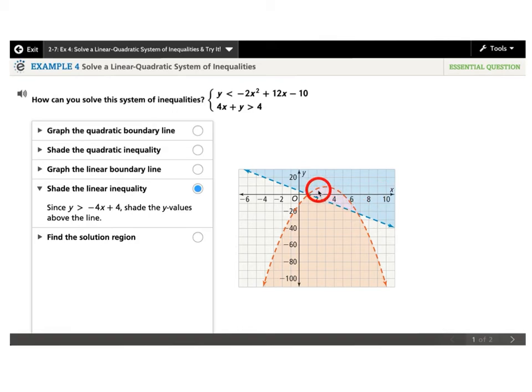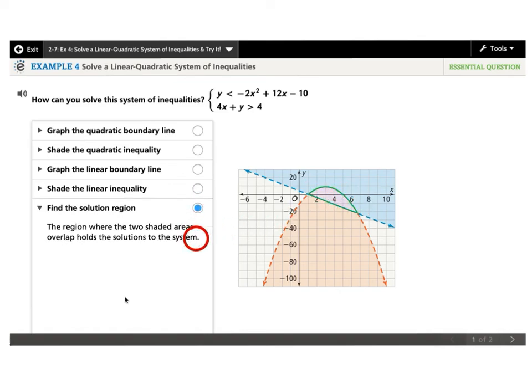And now there's this little pink part, this little slice here, that has blue and it has red as well. So it gives that pink color. That's my solution. That's it. So it's really no different from solving linear equations and quadratic equations or inequalities separately. It's just that you put it together when you're in a system.